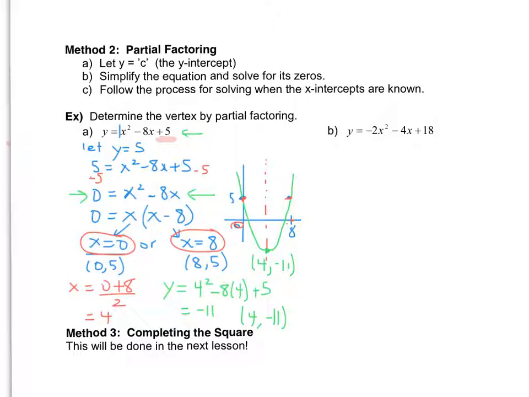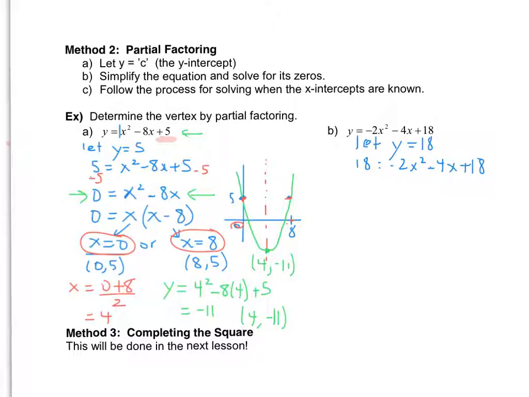Okay, so our process is the same here. I'm just going to switch back to my blue pen here. I'm going to let y equal the c value, which is the y-intercept, which is the positive 18. I'm going to let y equal 18. So what I have is 18 being equal to negative 2x squared minus 4x plus 18. And then we simplify that equation.